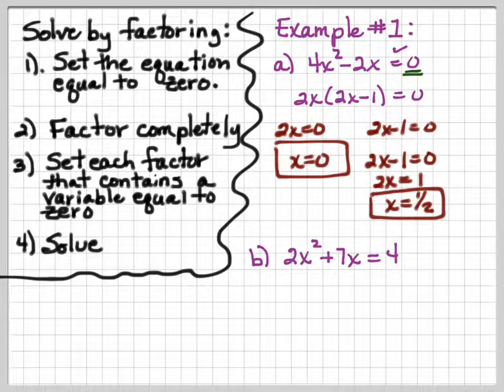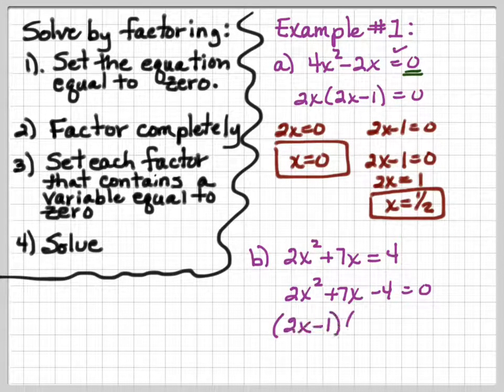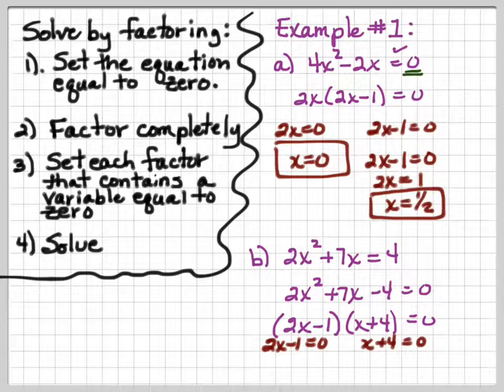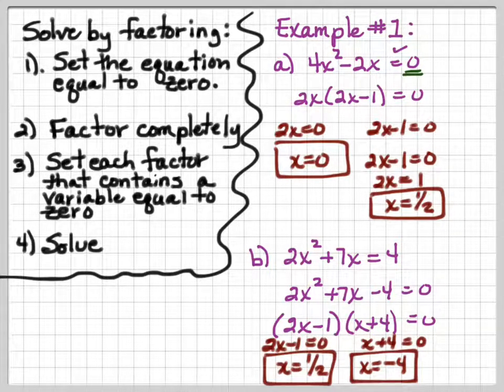Okay, second example, 2x squared plus 7x equals 4. I have to set that equal to 0, so I'm going to pull the 4 over to the left-hand side, giving me 2x squared plus 7x minus 4 equals 0, which factors into 2x minus 1 times x plus 4. That gives 2x minus 1 equals 0 and x plus 4 equals 0, and when we solve, we get x equals 1/2, or x equals negative 4.